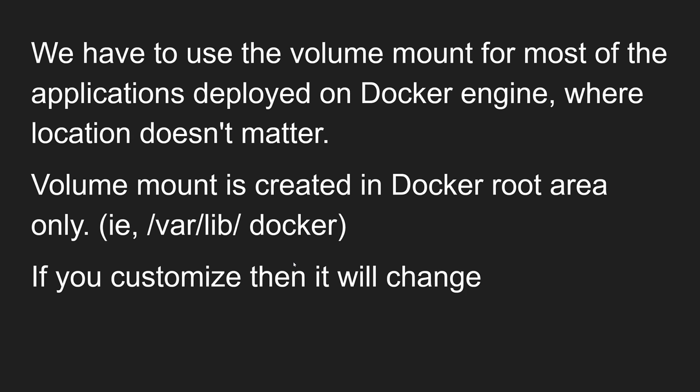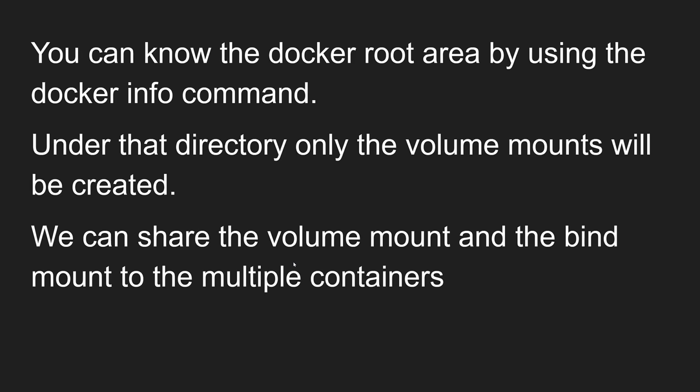So this is one thing which you need to understand. You can know the Docker root area by using the docker info command. For example, let's say that you don't know the Docker root area. I already told you that the default one is /var/lib/docker. If you change it, the path will change. If you don't know the Docker root area in the Docker host machine and want to know it, then you need to use the docker info command. If you type the docker info command, you will be able to get the Docker root area. These are all things we have already covered in our previous videos. Under that directory only the volume mounts will be created. That directory is nothing but the Docker root area.